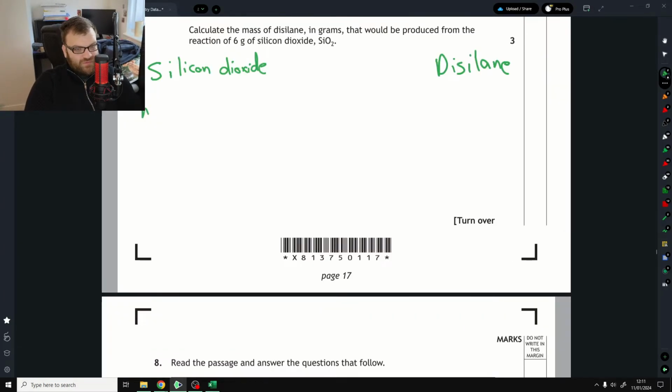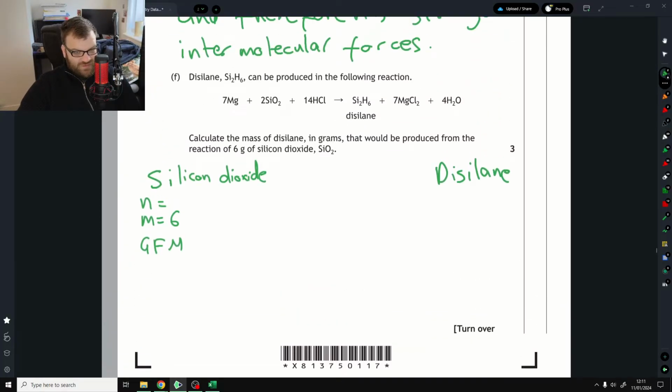So we have been told the mass is 6. That means we can use mass, GFM, and number of moles. Silicon dioxide is this chemical here. Disilane is over there. Now, the key to this one is there is a big 2, a balancing number of 2 in front of silicon dioxide. But for the GFM, I would recommend working off of the formula they have given us. What it's just telling us is that we have 1 silicon and we have 2 oxygens.